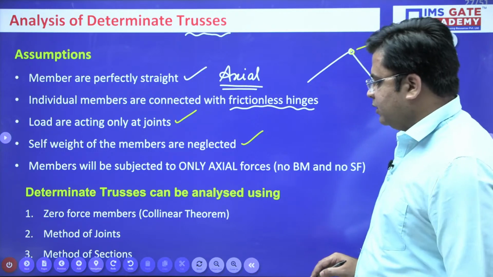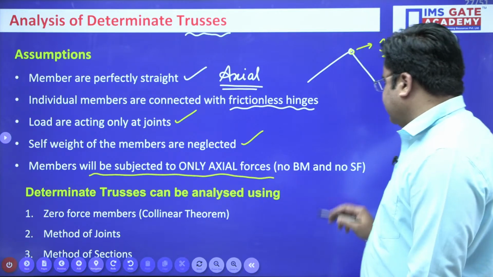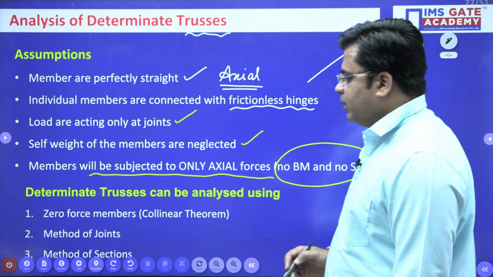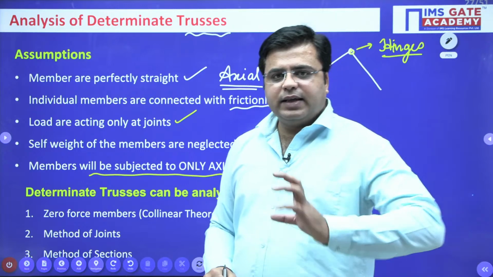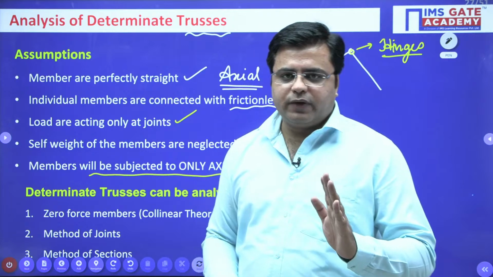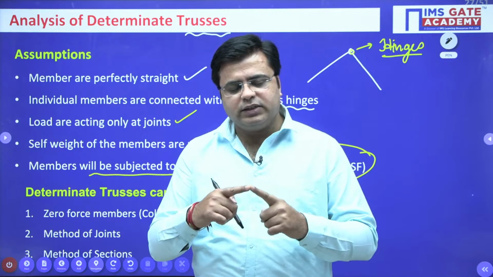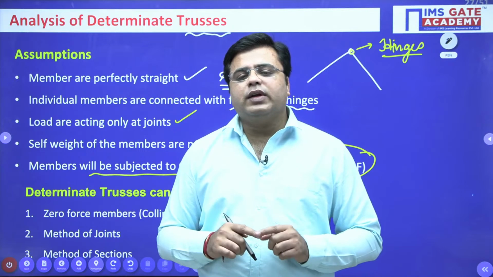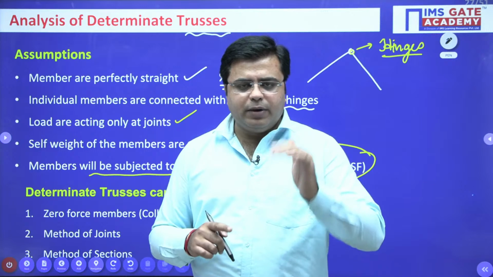And the last one is that members will be subjected to only axial force. There will be no bending moment and shear force present over the members. So these are the assumptions that we take when we analyze any truss. First, all the members are perfectly straight. Second, all these members are connected by a pin joint or frictionless hinge. Third, the self weight of the member is neglected. And fourth, all the loads are applied at the joints. No load is applied in between the member.